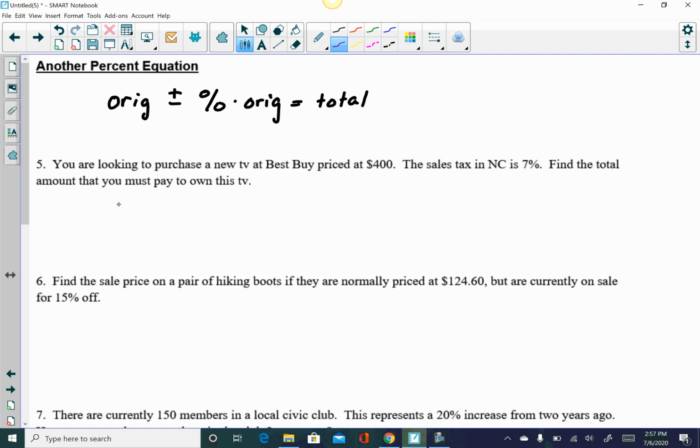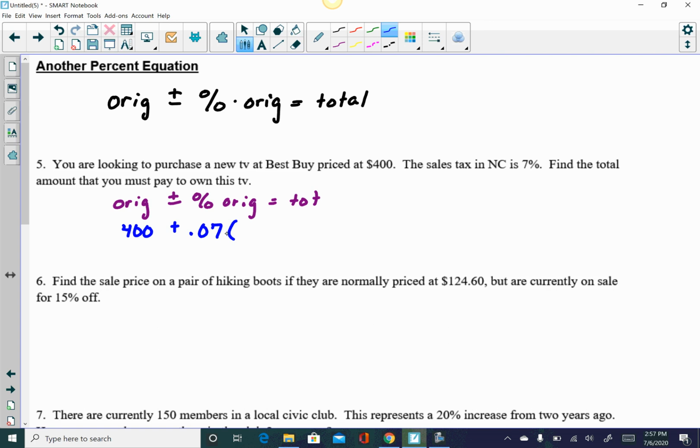So I'm just going to write our formula just so I put it all in the right spot. Plus or minus percent times original equals your total. So original price of the TV, $400, plus we're going to pay tax on that TV, 7%. Got to change it to a decimal. Either divide by 100 or move it 2 places to the left, so 0.07.